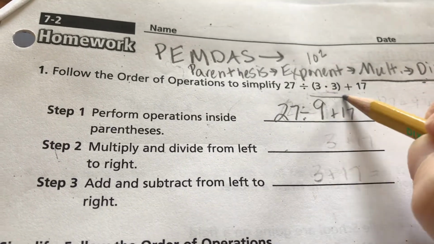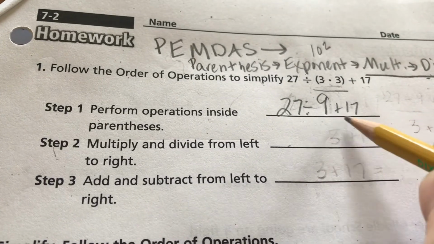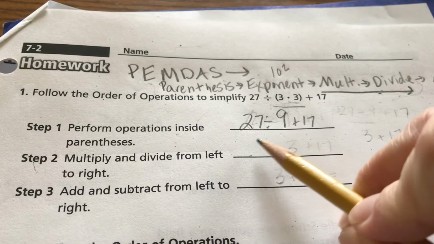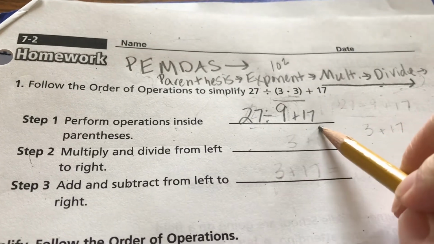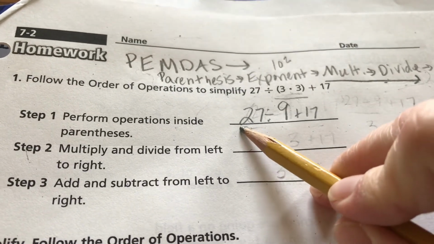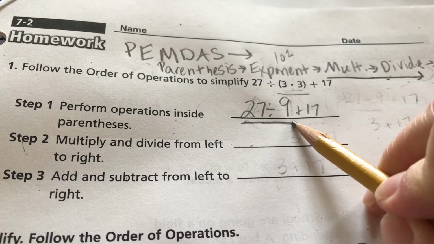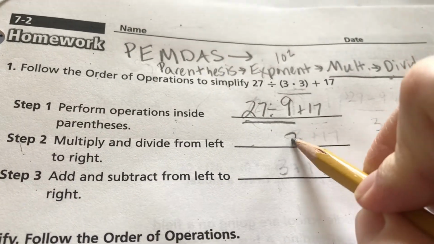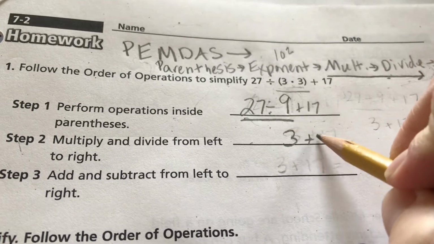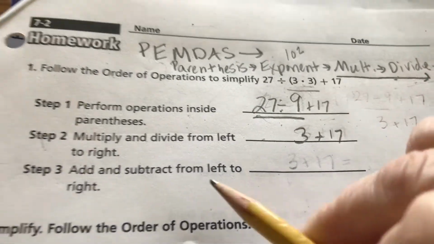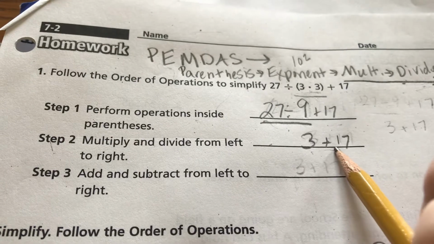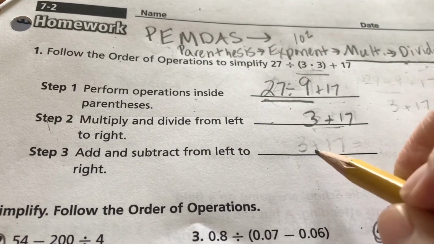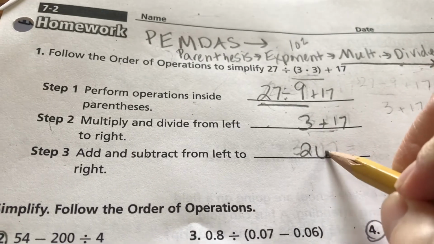Okay, so I did parentheses first. Now there's no exponents. Now it says multiply and divide from left to right. Well, the only division problem I have is right here. And 27 divided by 9 is 3. So 3 plus 17. Now it says add and subtract from left to right. So I'm just left with addition. So 3 plus 17 is 20.